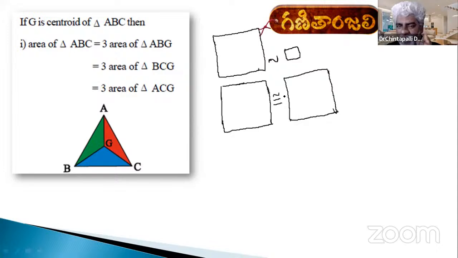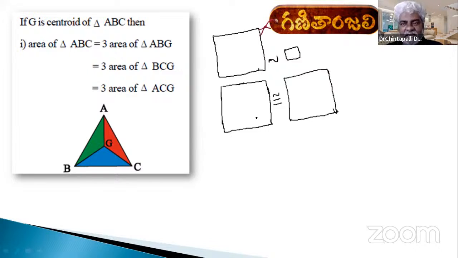Congruent means apart from being the same in shape, they must be the same in size also. Same in shape and same in size, congruent. Same in shape only, not in size, those are called similar. It is called congruent, right?